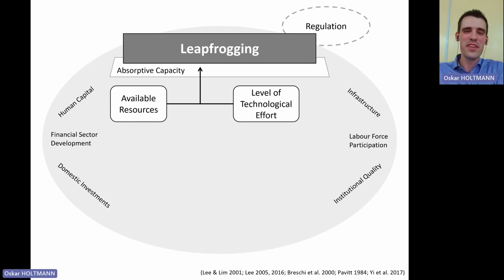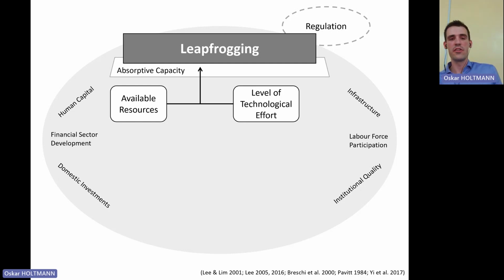So, coming from this little excursus about the process of reverse engineering, to put it more systematically, Lee and Lim, the authors of those studies, point to two factors that they find to be very, very important when it comes to the probability of leapfrogging to take place, of investments in research and development, and for building up technological capabilities.